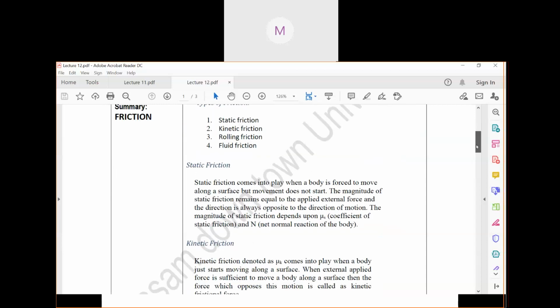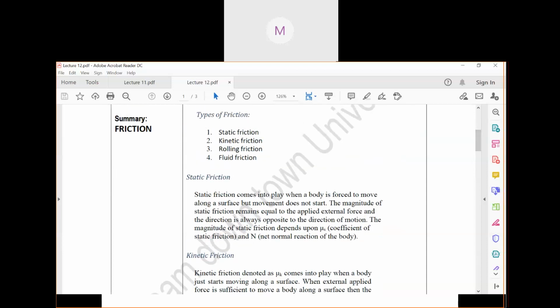So now look at the different types of friction. Number one is static. Number two is kinetic. Number three is rolling, and number four is fluid. Now let us define each one individually. What is static friction? Static friction comes into play when a body is forced to move along the surface, but the movement does not start.